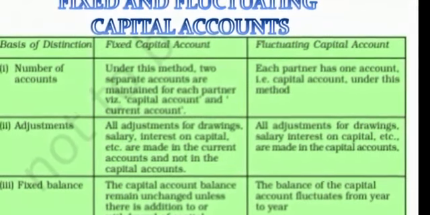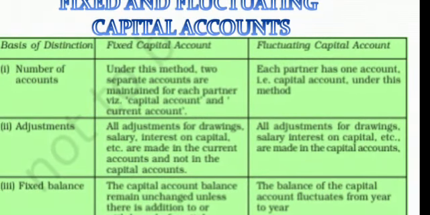Now, number of accounts. First point. Under the fixed capital account system, we prepare two accounts, that is partners' capital account and partners' current account. Under the fluctuating capital account system, we prepare only one account. The main balance plus all the adjustments appear in one account, that is the capital account of the partner.